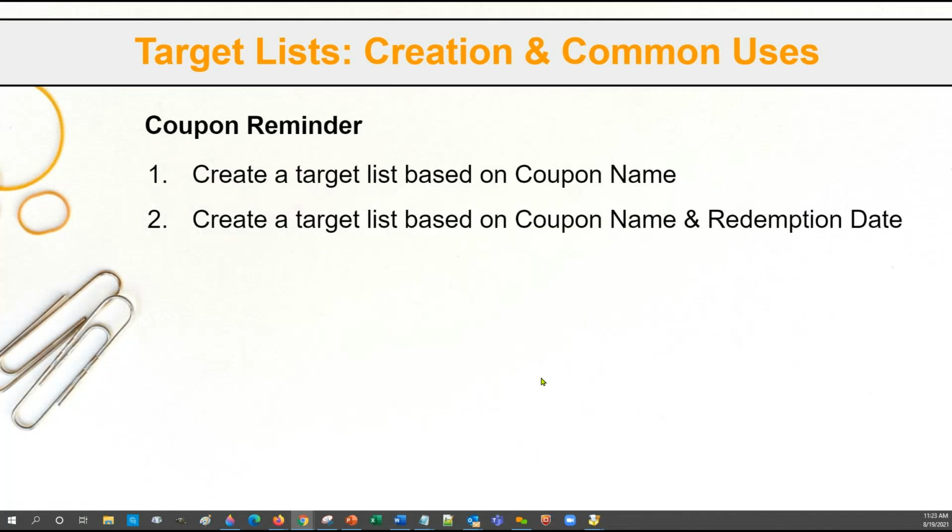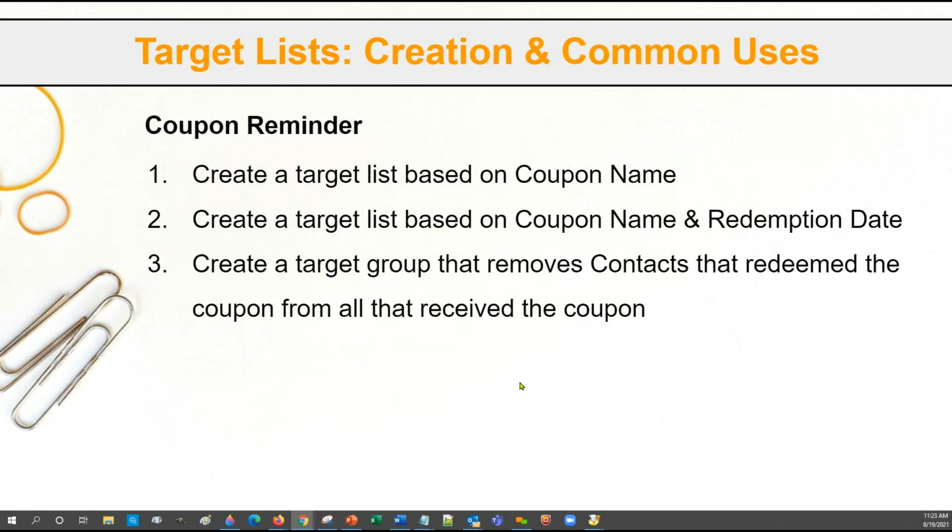Second, we need to create a target list based on coupon name and coupon redemption date. This will give us all of the contacts that received that coupon and redeemed it. Lastly, we need to create a target group that removes the contacts who have redeemed the coupon from the list of contacts that received it. This will leave us with the remainder, those who have not yet redeemed that coupon.